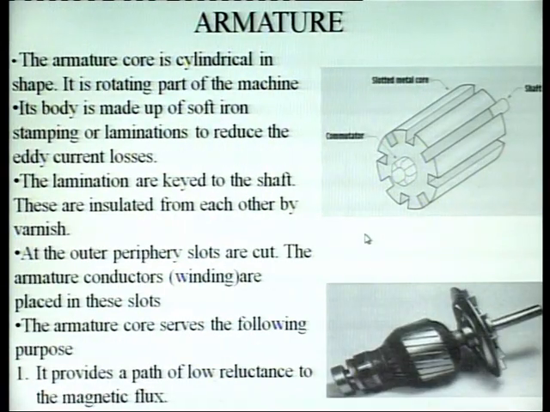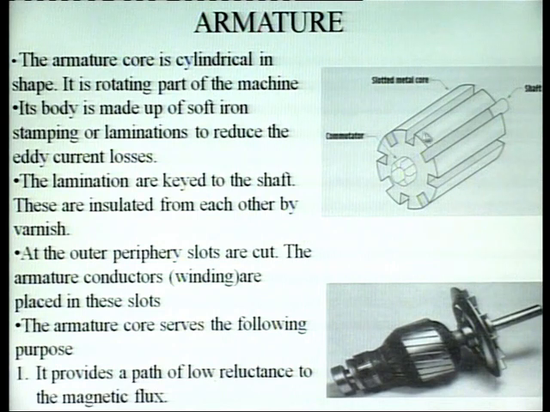Next is the armature. The armature core is cylindrical in shape. It is the rotating part of the machine. Its body is made up of soft iron stampings or laminations to reduce the eddy current losses. The laminations are keyed to the shaft and are insulated from each other by varnish. So, this is the armature.